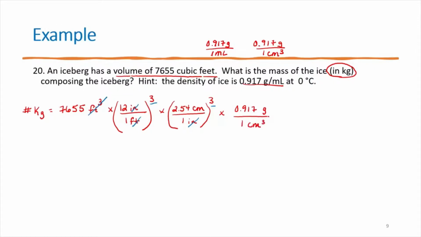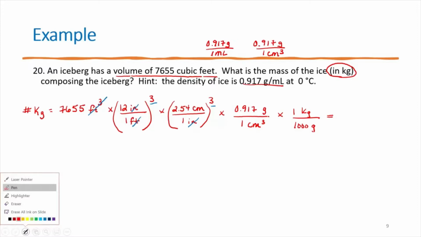Now I'm in grams, and I can easily convert to kilograms. 1 kilogram is equal to 1,000 grams. Again, you could also write that as 1 kilogram is equal to 10 to the third grams, 10 to the minus third kilograms equal to 1 gram. Whatever conversion you know that is correct is completely fine to use. I just tend to use non-scientific notation ones if I can. So, check to make sure. This cancels my centimeters cubed, this cancels my grams, and leaves me with kilograms.